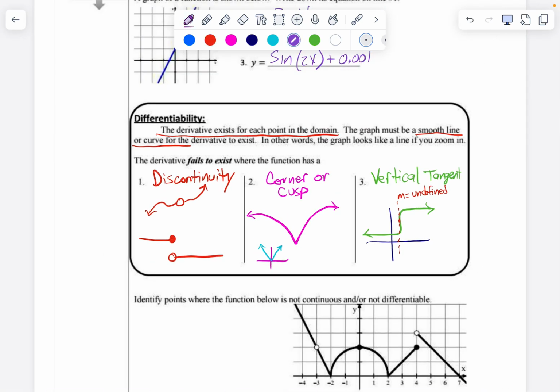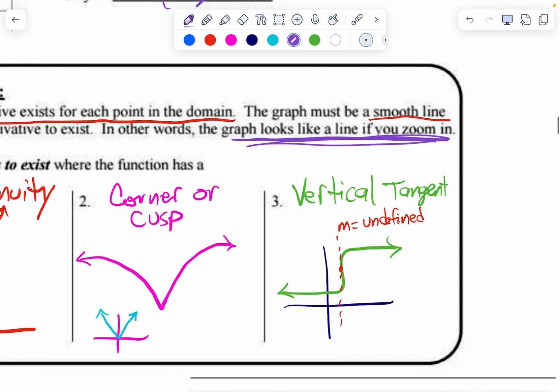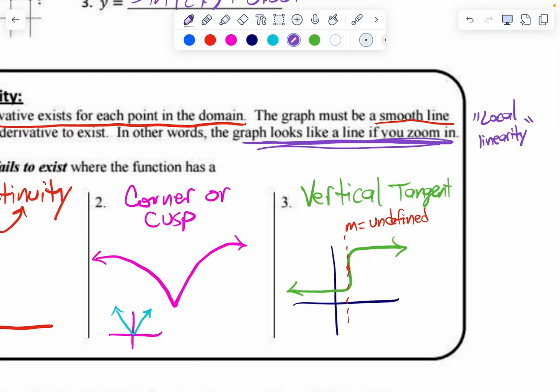All right. I want you to write this phrase, so underline this piece. It looks like a line if you zoomed in. That's why we just looked at that weird function, the sine 2x one. We call this local linearity. So if at any point it doesn't look like a line when you zoom in, then it's not differentiable. And of course, we're not talking about a straight up and down line like the third point there. So local linearity is what you're looking for.